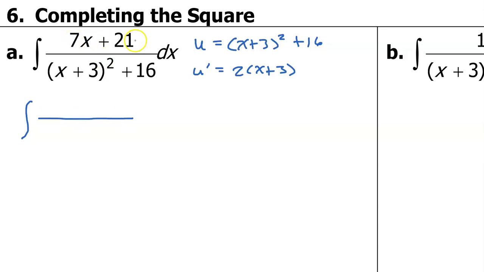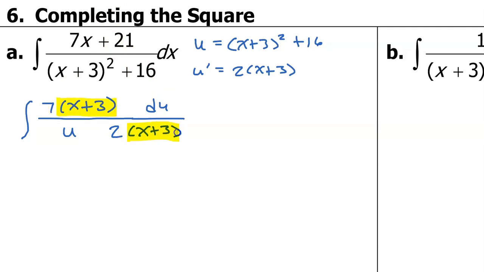As we do it, I'm going to rewrite the numerator as 7 times x plus 3, just factoring out that 7. So I have this over u, but instead of dx, we write du over u prime, which is 2 times x plus 3. But then we notice that we have x plus 3 in the numerator and in the denominator. So those cancel each other out. The 7 over 2 can come out in the front of the integral like this. So we really have 7 over 2 times the integral of 1 over u du.